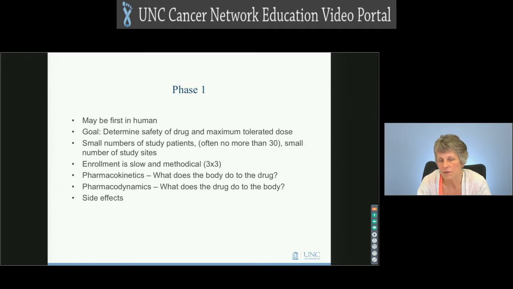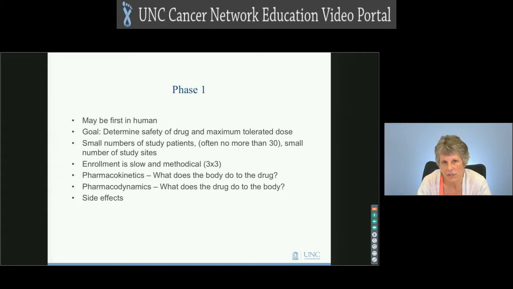Phase 1s may be first in human, so again, we're not looking necessarily at a treatment. We're looking at benefit. We want to see how well they do in terms of efficacy, but that's not usually a primary goal. Often we're looking at safety as a primary goal. So we want to look at how well the body metabolizes the drug, or whether it affects the kidneys or the liver. These are usually small studies, with small patient numbers and small numbers of sites participating. You might only have 1, 2, or 3 sites that are doing the study.